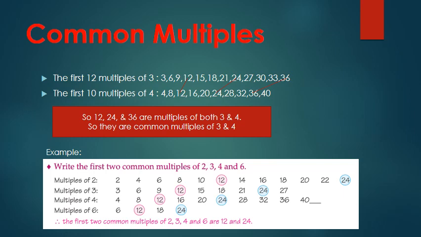So the first one is 12, right? We have circled the 12. 12 is the sixth multiple of 2 and 12 is the fourth multiple of 3. 12 is the third multiple of 4 and 12 is the second multiple of 6. The second common multiple is 24, and 24 is the 12th multiple of 2, 8th multiple of 3, 6th multiple of 4 and 4th multiple of 6, right? So, the first two common multiples of 2, 3, 4 and 6 are 12 and 24.